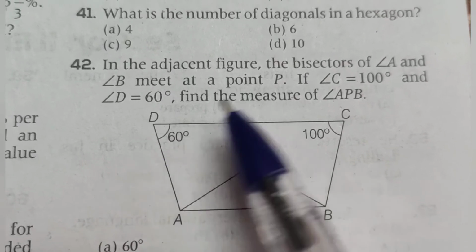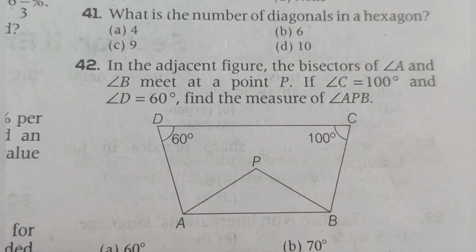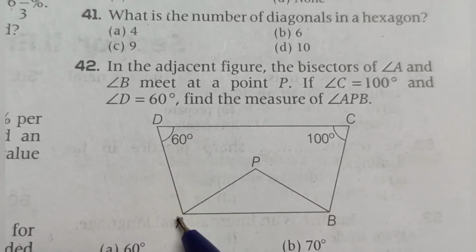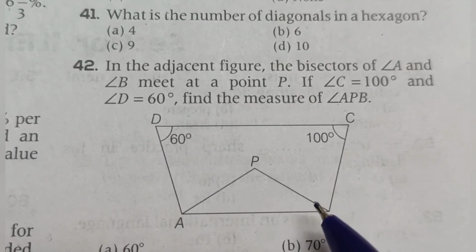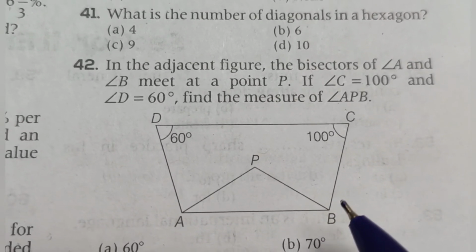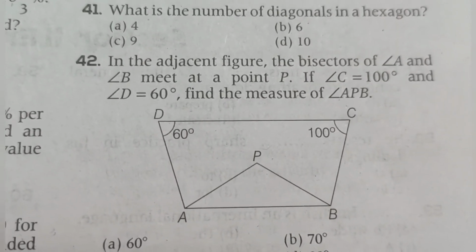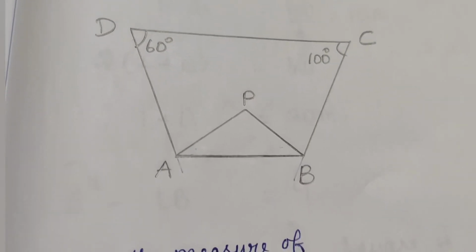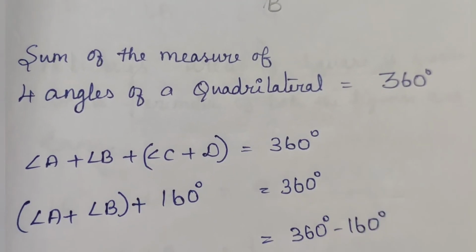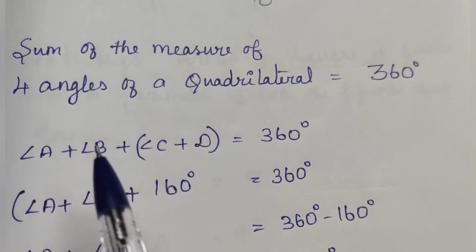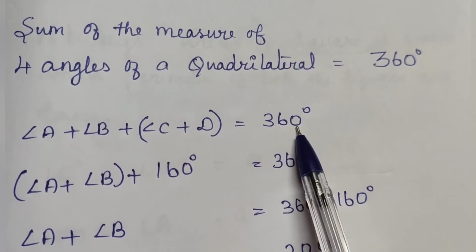APB. First of all, what is the figure? The figure is a quadrilateral, a four-sided figure. A quadrilateral has four angles, and the sum of the measures of the four angles of a quadrilateral is always 360 degrees. Now I will show you how to solve it. Angle A plus angle B plus angle C plus angle D is 360 degrees.